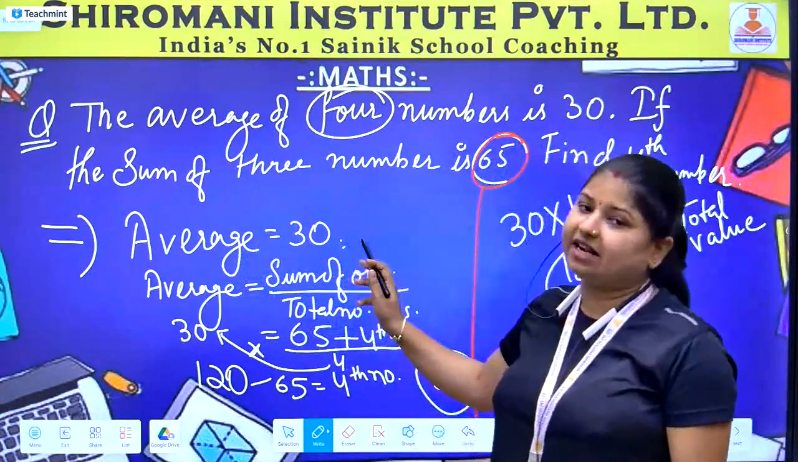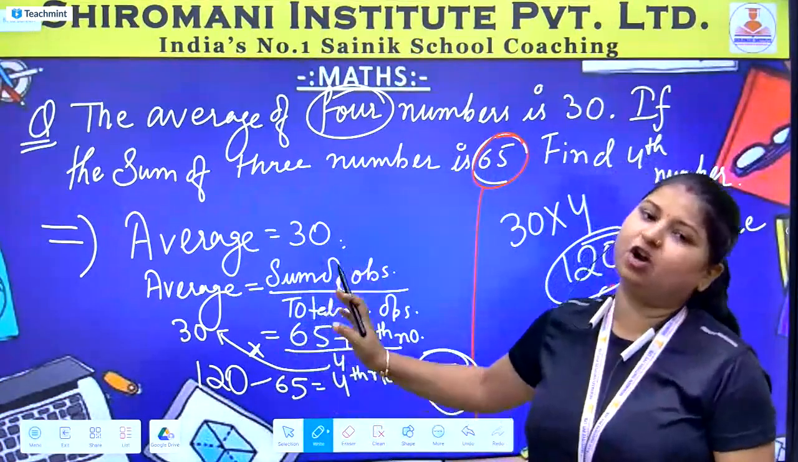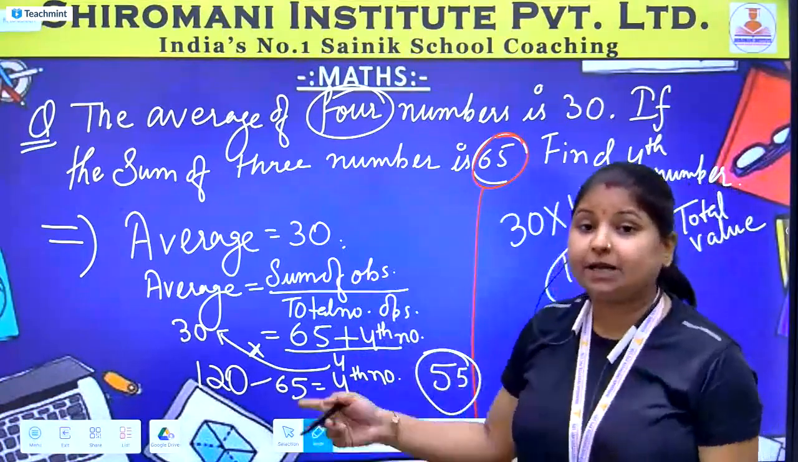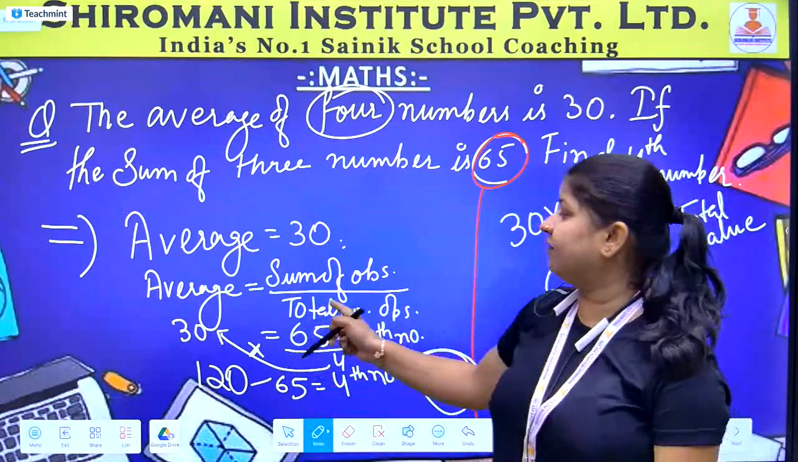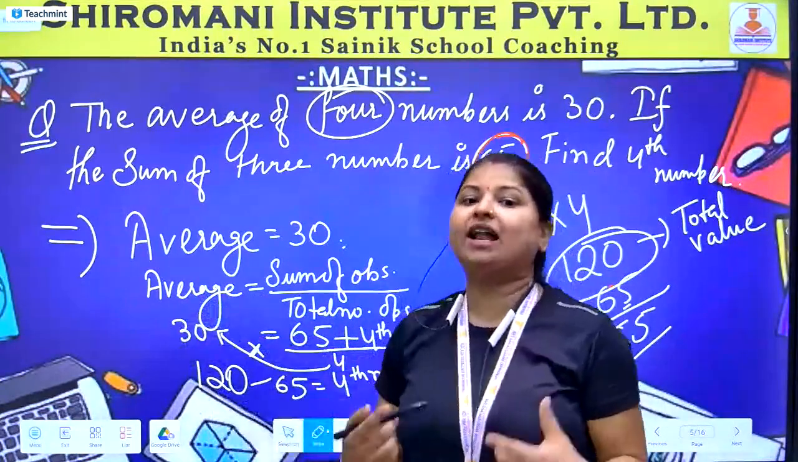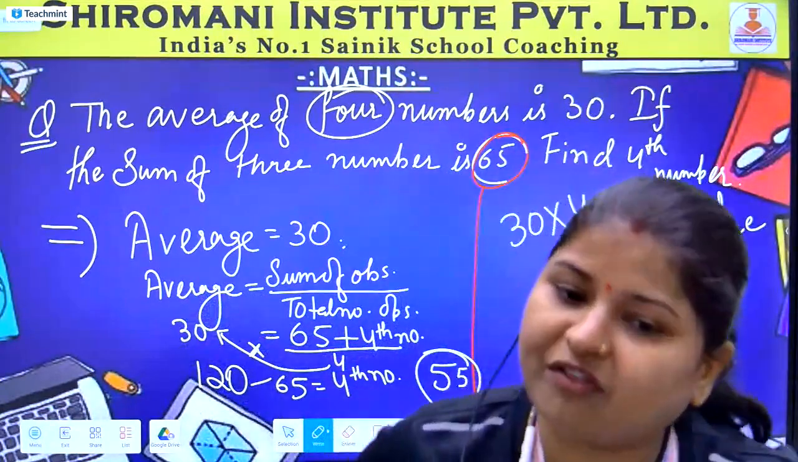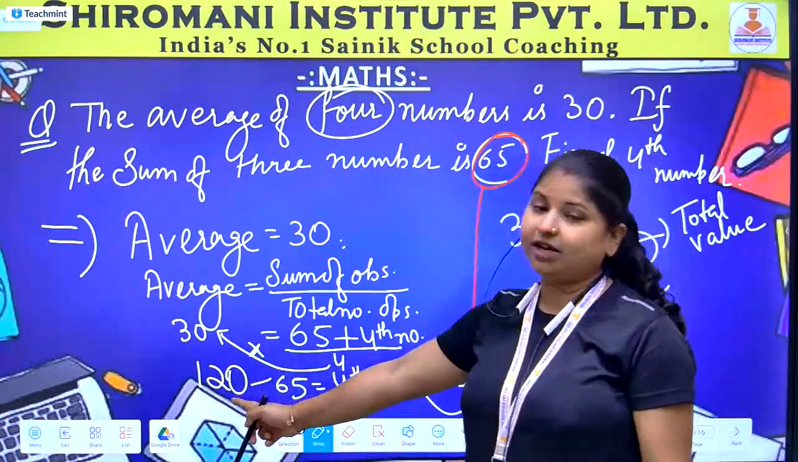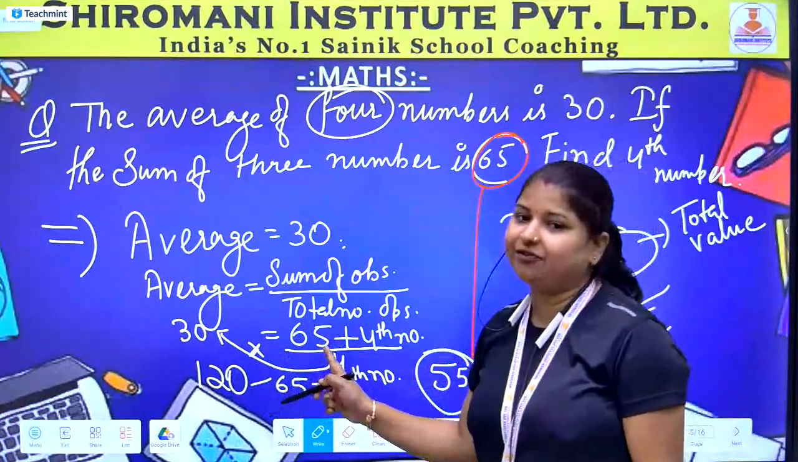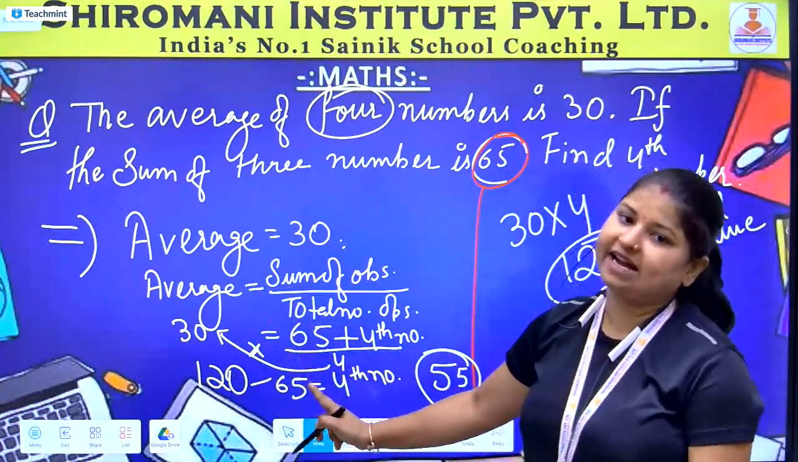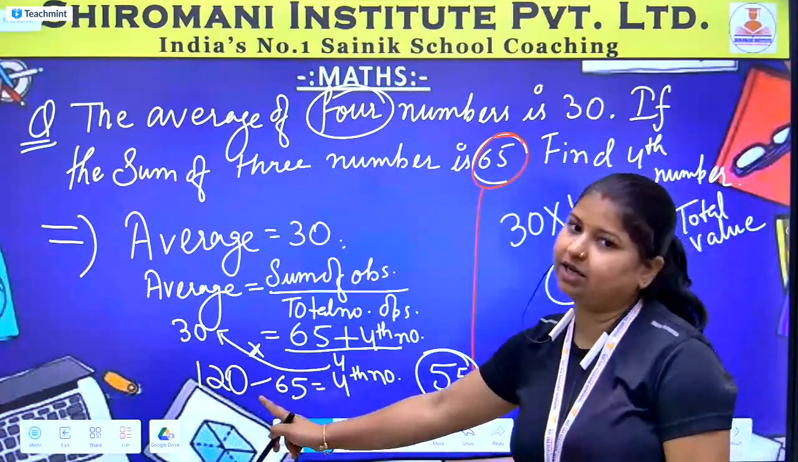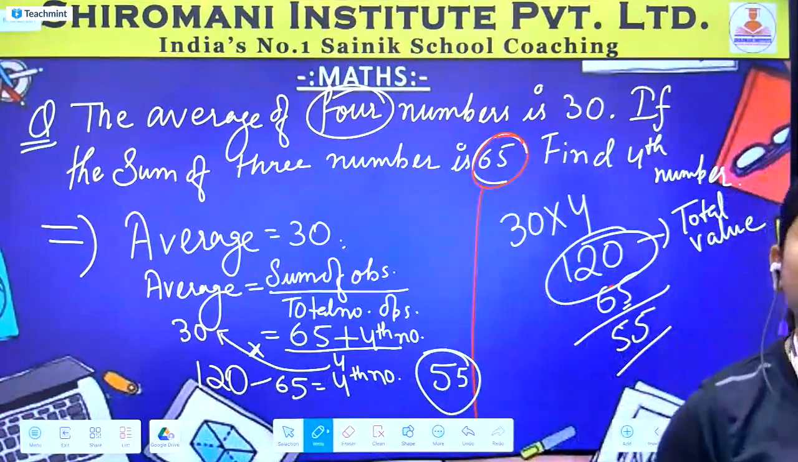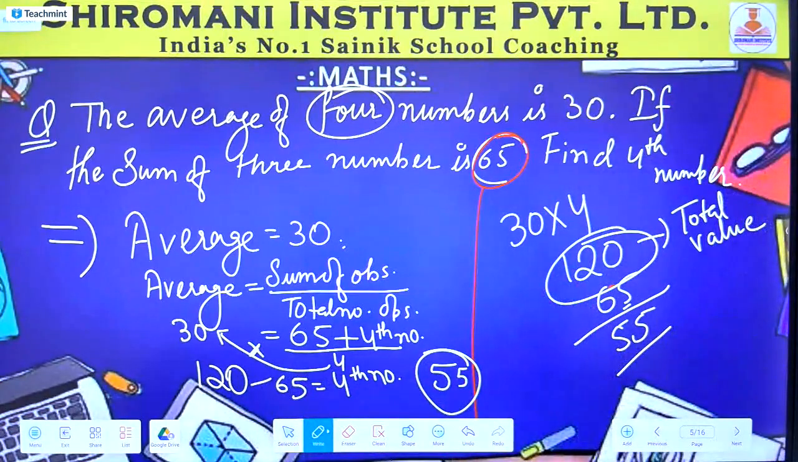See everyone, for the last time, the average is given as 30. The formula for average is the sum of observations divided by the total number of observations. If I multiply the total number of observations with the average, I shall get the total value, that is the sum of observations. So 30 into 4 will be 120. The 65, when moved to the other side, will be subtracted from 120. So 120 minus 65 is 55. That's your fourth number.